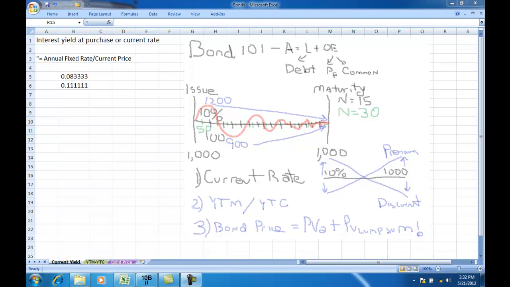Welcome to a short video calculating current yield or interest yield on purchase of a bond. Now, since no fancy math is required, I will not be using a financial calculator, just Excel.